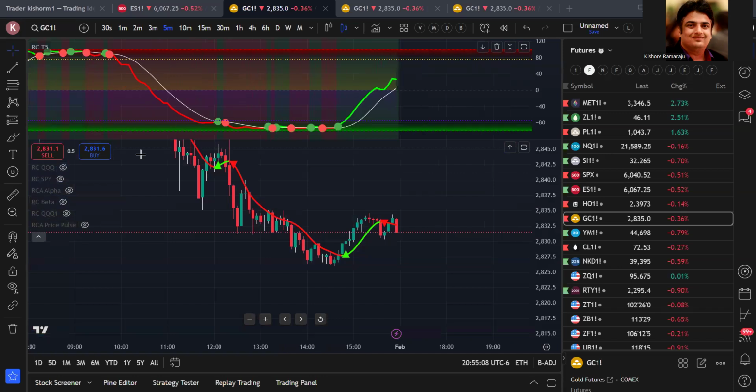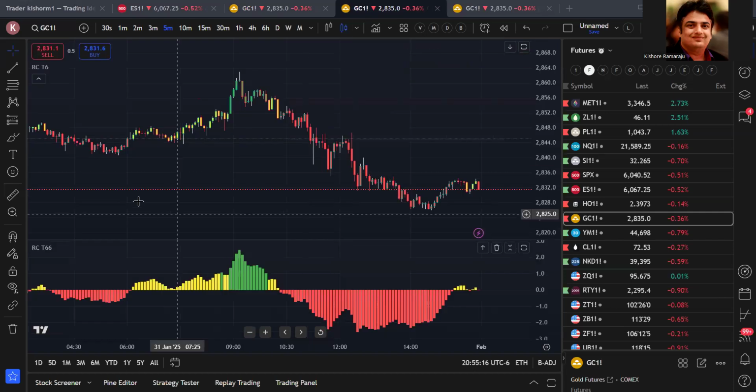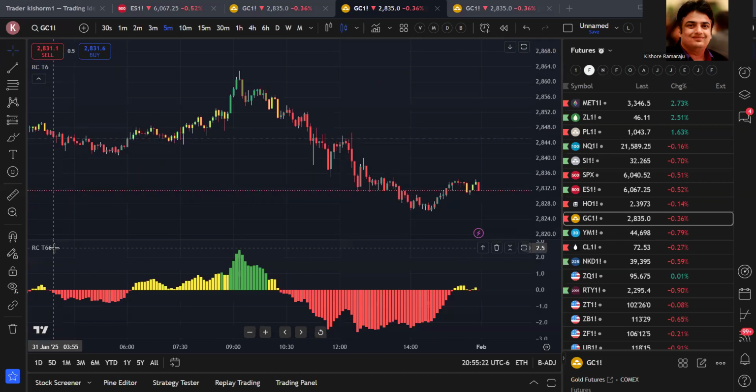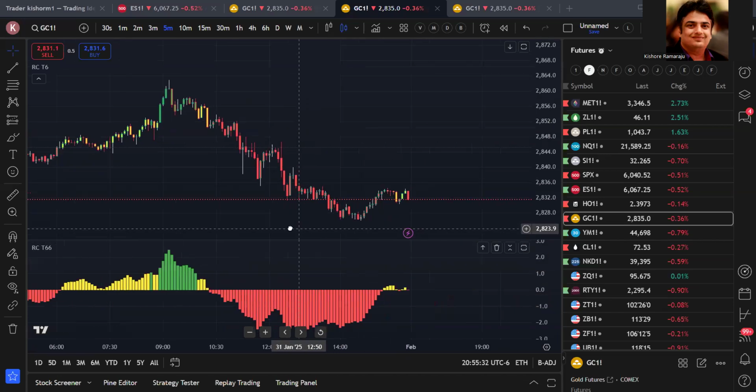Then, so again, I know, right? There are too many things, difficult to remember, but I'll share the recording. Then there is one more very nice indicator which we developed, which is RCT6 and T66. So T66 will tell you what the trend is. If the trend is red and the candles are red, you only focus on the sell side.